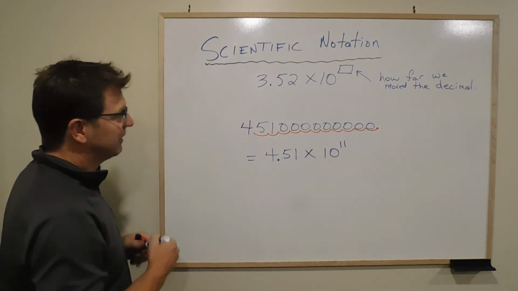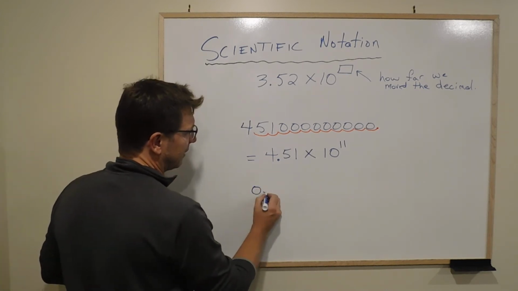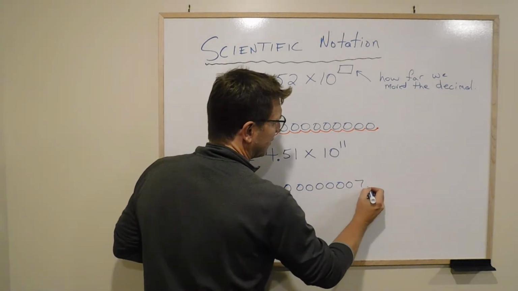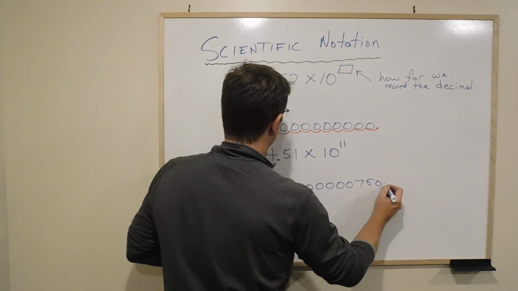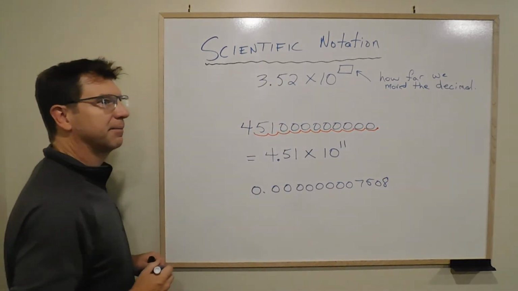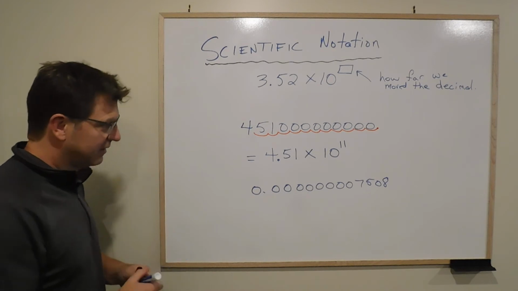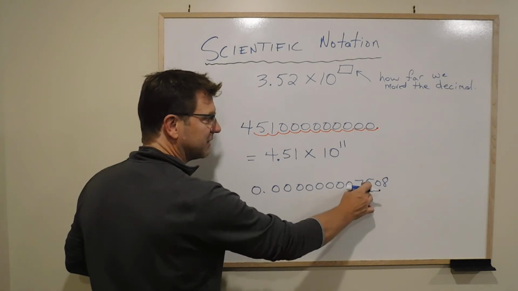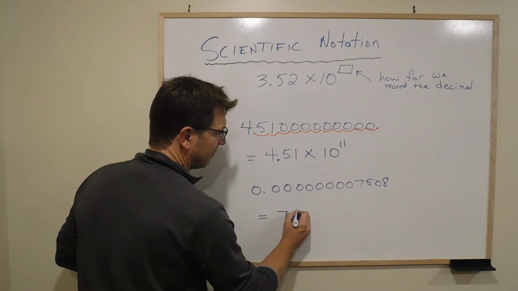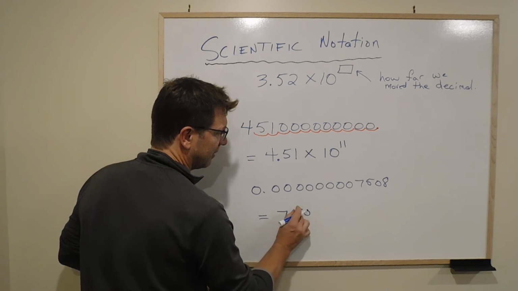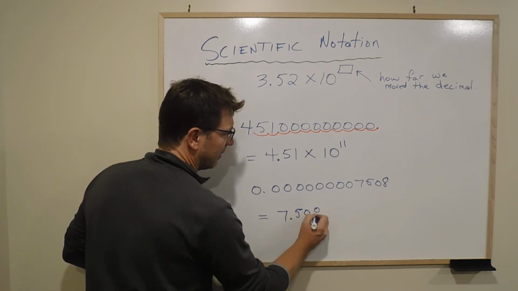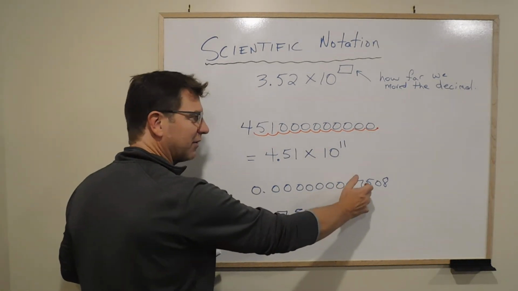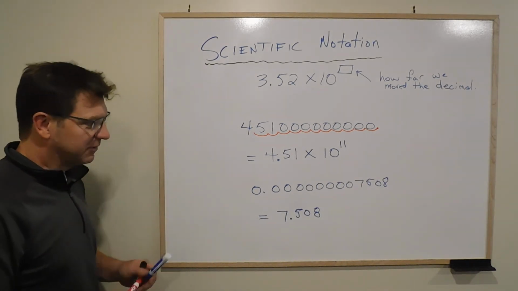Now the other option is if we have a very small number, 0 decimal 750 8, okay, something like that. Well, it's obvious where the decimal is, but we need to move the decimal all the way down here to the first non-zero. So 7.508. Because we went to the first number that wasn't a 0, we put the decimal there, and then we just wrote the rest of the other numbers in behind it.